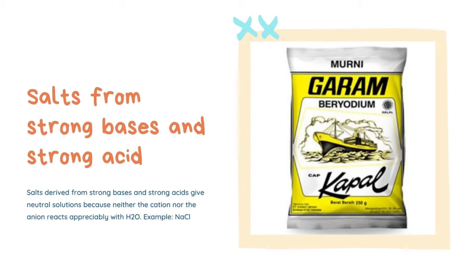And the first type of salt is from strong bases and strong acid. Salt derived from strong bases and strong acid gives a neutral solution because neither the cation nor the anion reacts appreciably with H2O. For example, the reaction between sodium and chloride becomes sodium chloride.